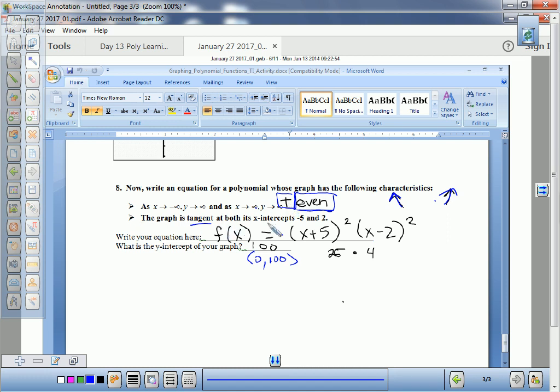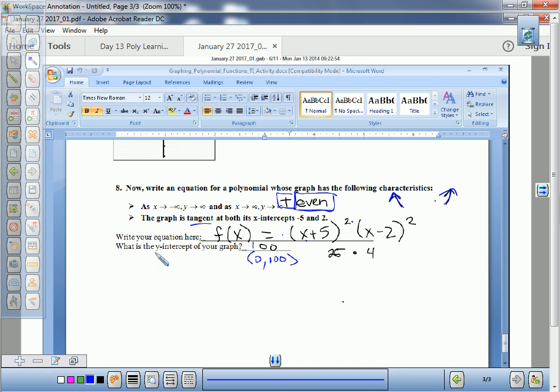Then the graph is tangent at its x-intercepts. So it's tangent at -5. So our factor would be x plus 5, because remember, if this is the x-intercept, we had to plug this number in to get 0. So this number here is always the opposite of the x-intercept if there's no coefficient. So we have an x-intercept at -5, the x-intercept at 2, and tangent means it has to bounce. This power must be even. It can be any even power, but it must be even.